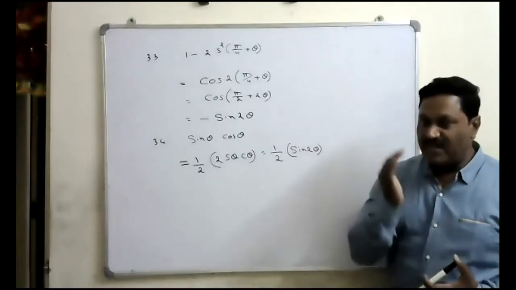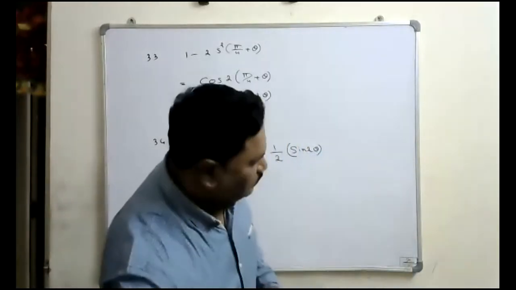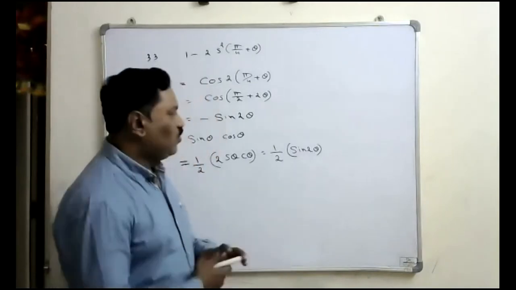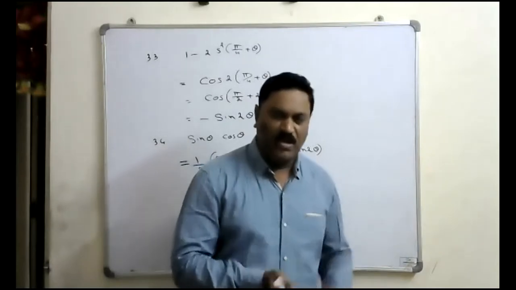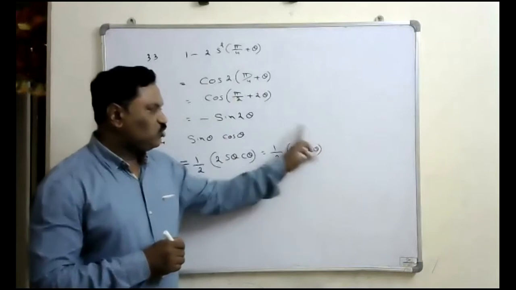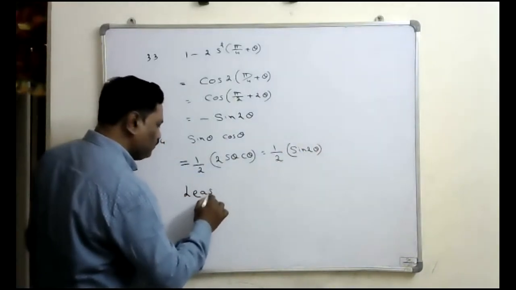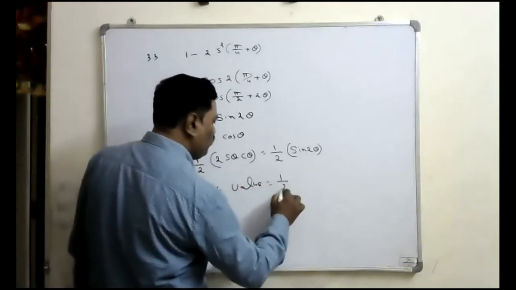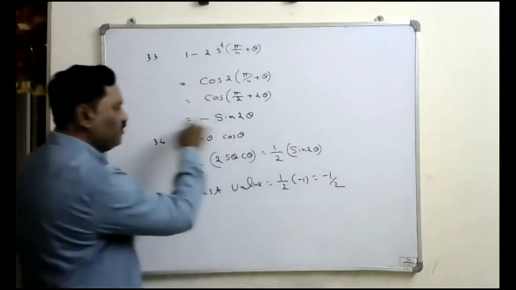Now I want to find the least value of this. Tell me, what is the least value of sine 2 theta? Minus 1. Whatever may be the angle, the least value of sine is always -1 and its maximum value is +1. So if I substitute the least value, the total value becomes the least. Therefore, the least value is 1 by 2 into -1, that is equal to -1 by 2. That is the least value of this expression.